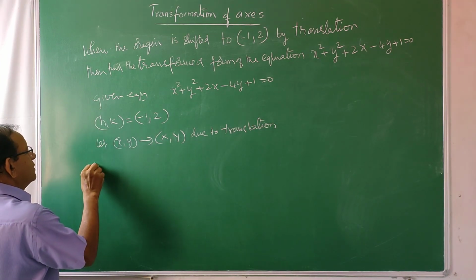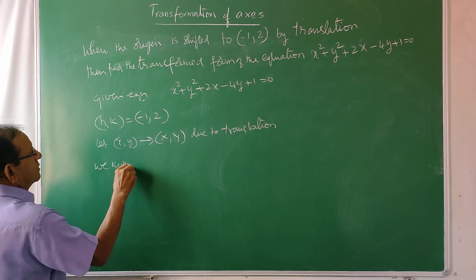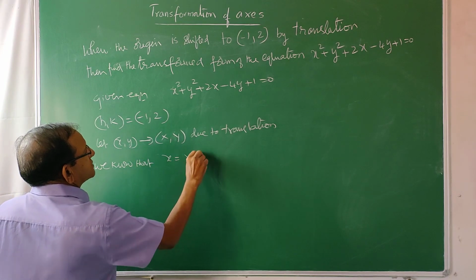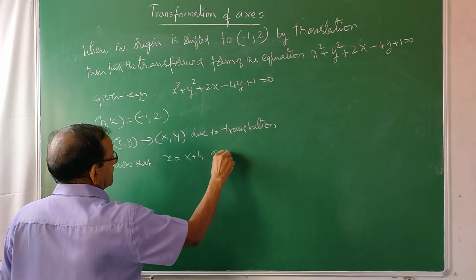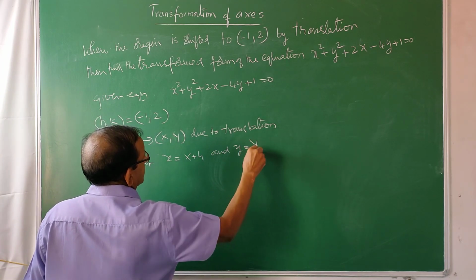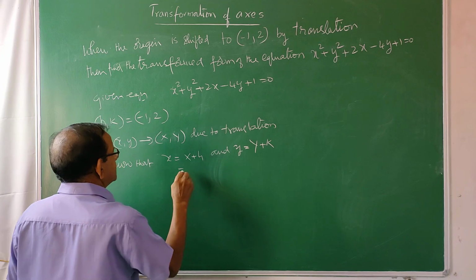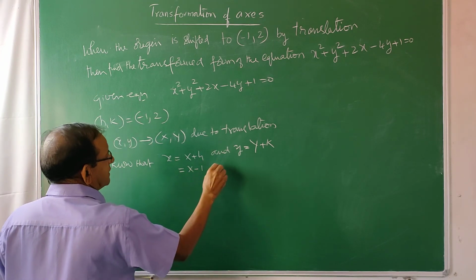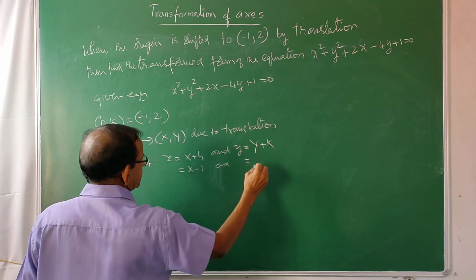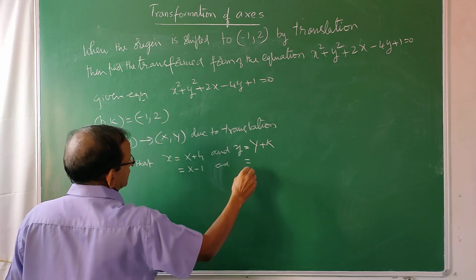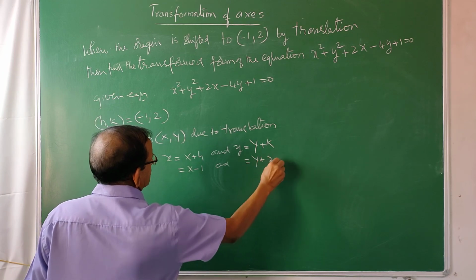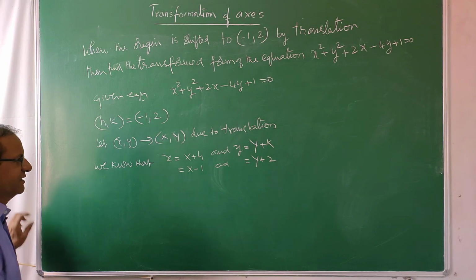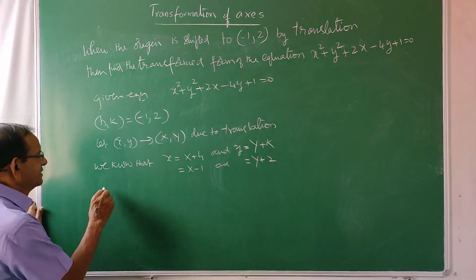Now, we know that small x is equal to big X plus h and small y is equal to big Y plus k. Now this is equal to big X, h is minus 1. So x minus 1 and this y is equal to y plus 2, big Y plus 2. Now I have to substitute these values in the given equation. You will get the transformed equation.